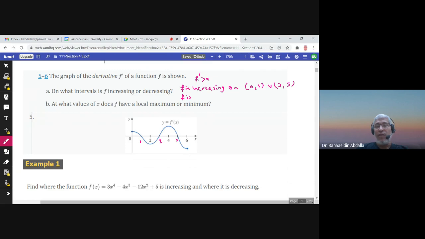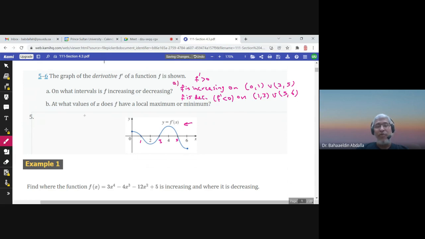F would be decreasing where f prime is negative. This is the graph of f prime. F prime is negative when the graph is below the x-axis. So from 1 to 3, f prime is negative, so f is decreasing. And from 5 to 6, f prime is negative, so f is decreasing. So this is the answer of part A.